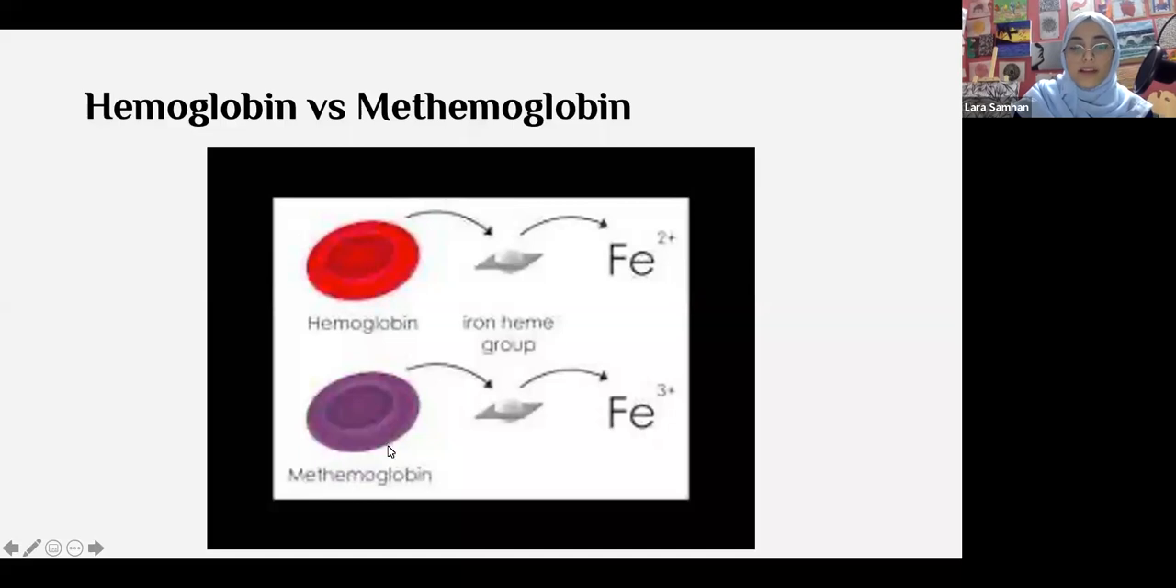But methemoglobin, we don't really like it because it doesn't carry an efficient amount of oxygen throughout the body, and it has the ferric type, which is Fe3+. So hemoglobin, we like it. Methemoglobin, we hate it. Okay.